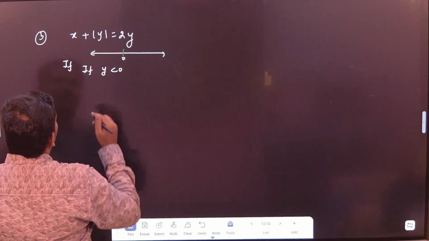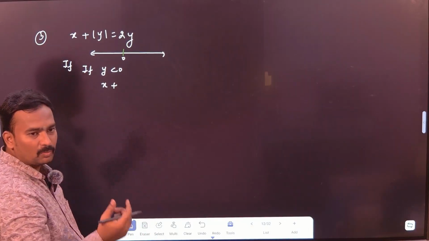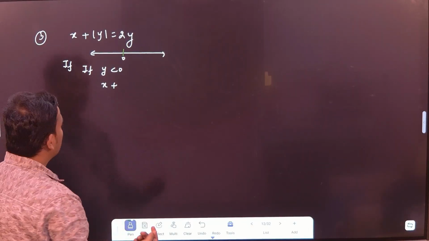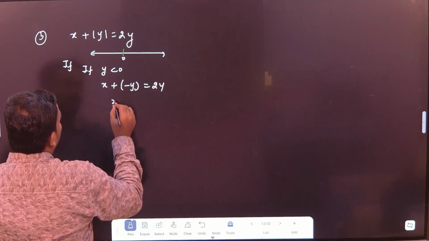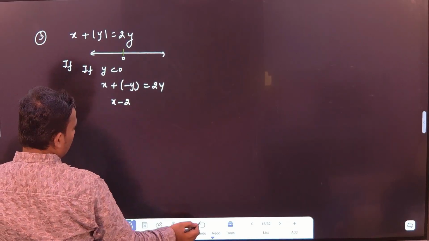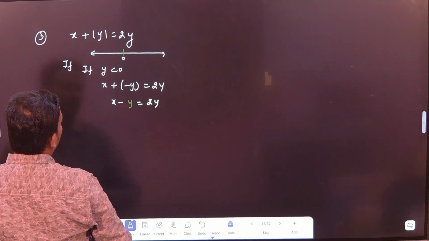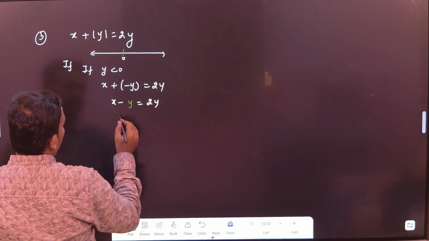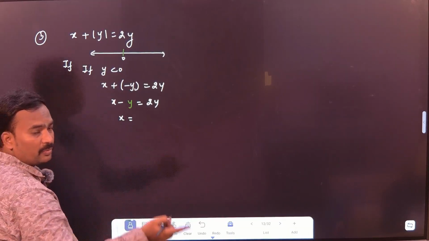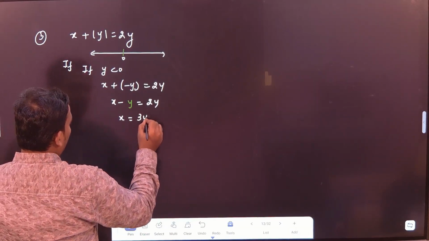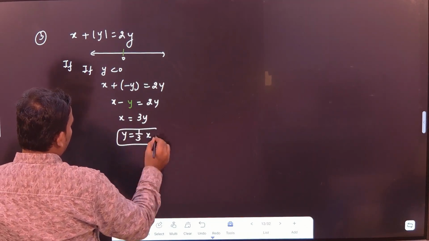Then, how to write this one? If x plus mod y is negative, what does mod y become? Minus y, right? So x minus y is equal to 2y. Then you can see x is equal to 2y, and y is sent to the right side, so x is equal to 3y. So y is equal to 1 by 3 times x.